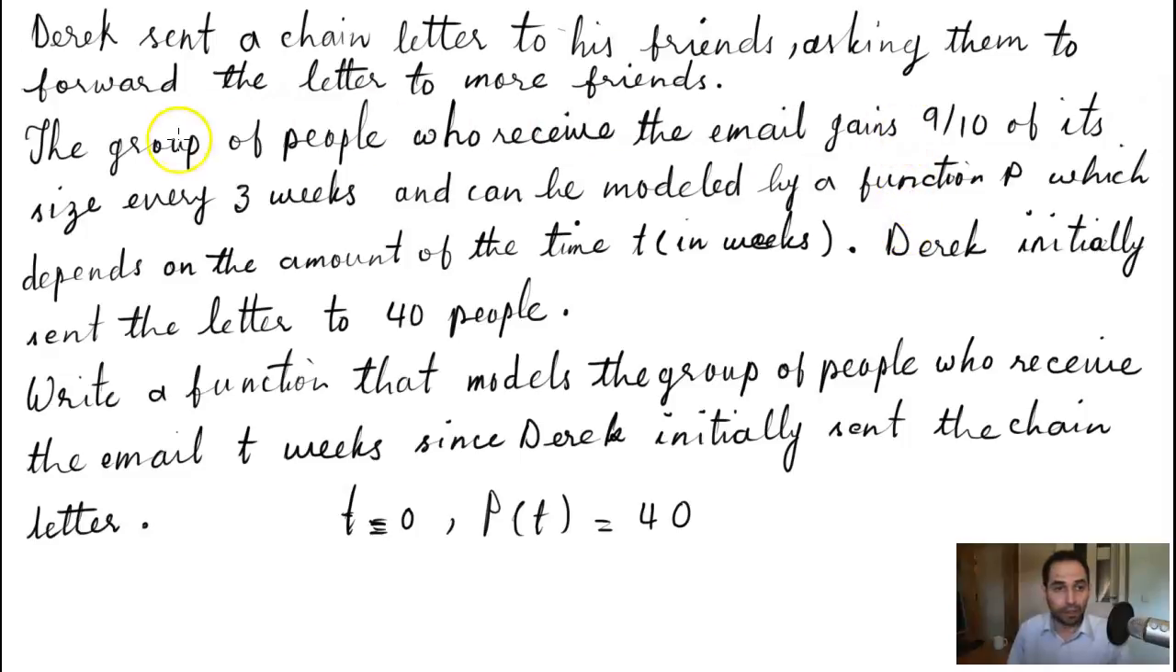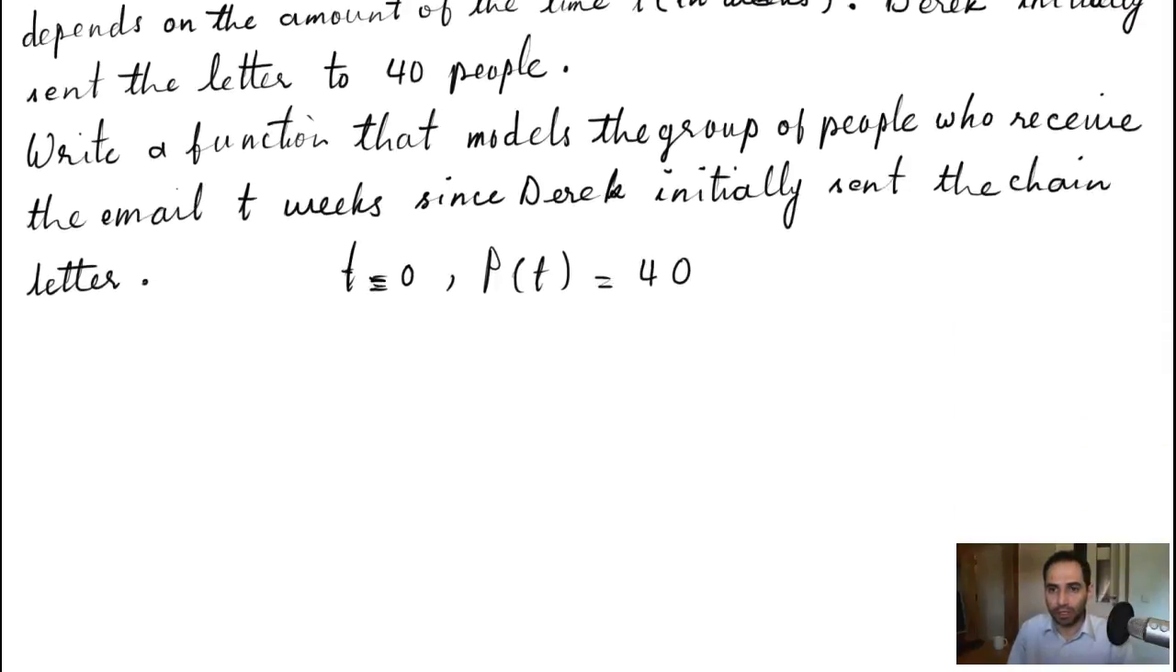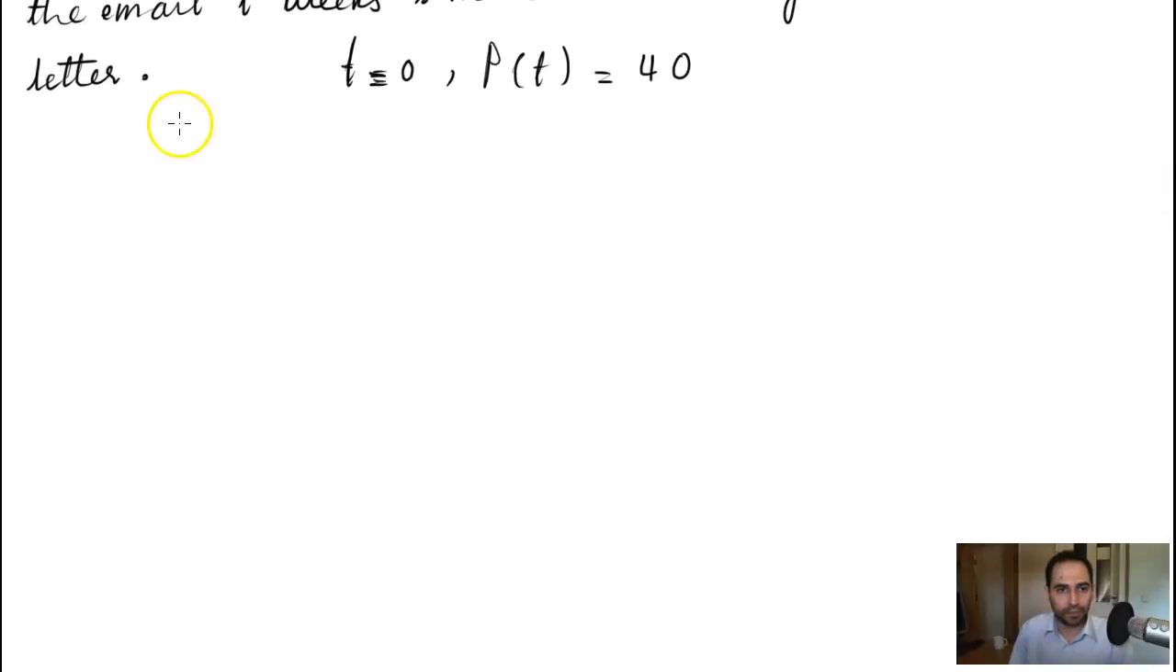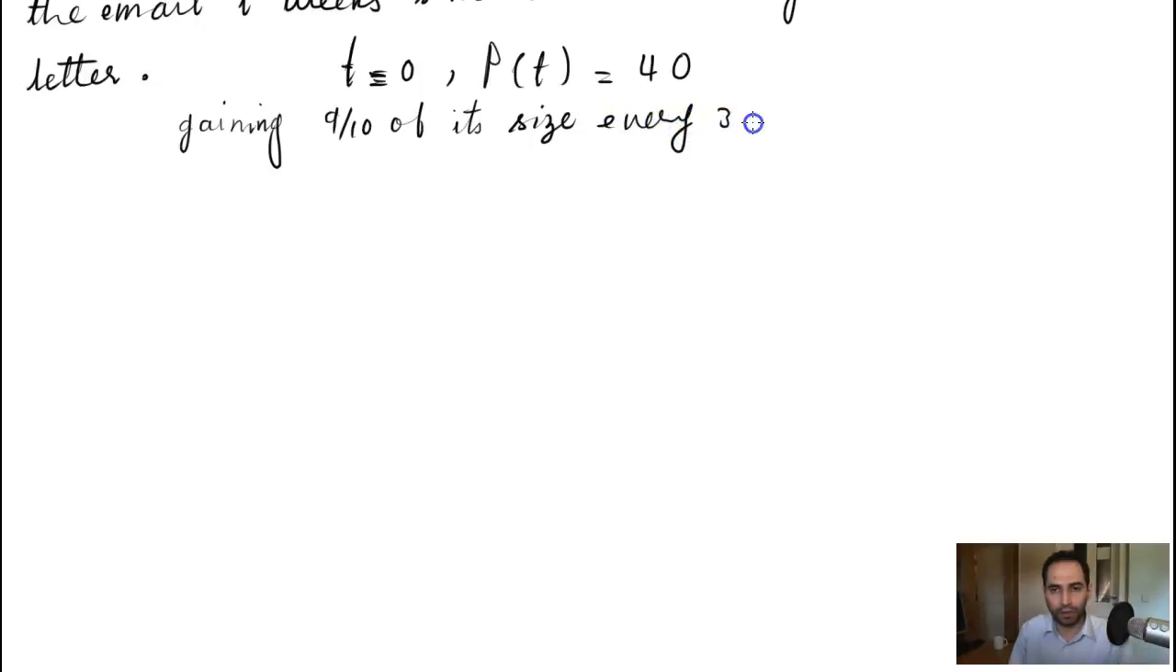Now, we know that the group of people who receive the email gains 9/10 of its size every 3 weeks. So what does that mean? Gaining 9/10 of its size every 3 weeks. Basically the group of people who receive the email gains 9/10 of its size, every 3 weeks.